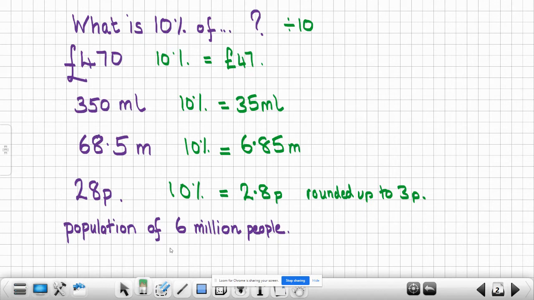Okay. And finally, we look at population of 6 million people. So if we want to use 10%, we need to be clear about what 6 million looks like if you had it in place value. And the key thing to remember here is millions, in whole numbers, will have 7 digits. So we will have 6 followed by 6 zeros, and I put a little gap in between.